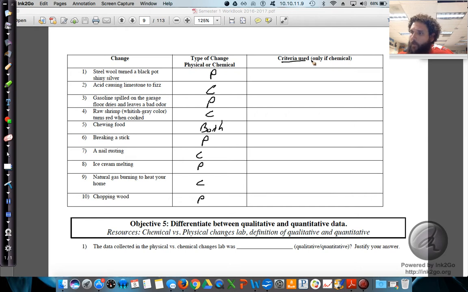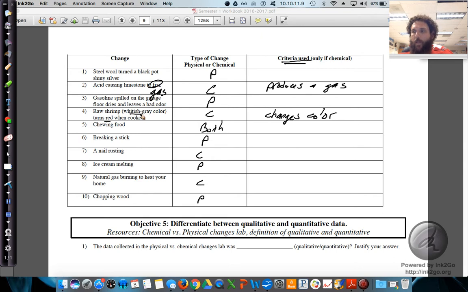If we have a chemical change, we want to talk about the criteria. So if we look at the acid that causes limestone to fizz, that fizzing is a gas. So we say it produces a gas. The raw shrimp, it changes color. There you go. It changes color from white gray to red. So that's the indication here. Now that's kind of a difficult one because that change in color can be a false positive. But let's just say this. Anytime we see something that's cooked, it's going to be a chemical change.